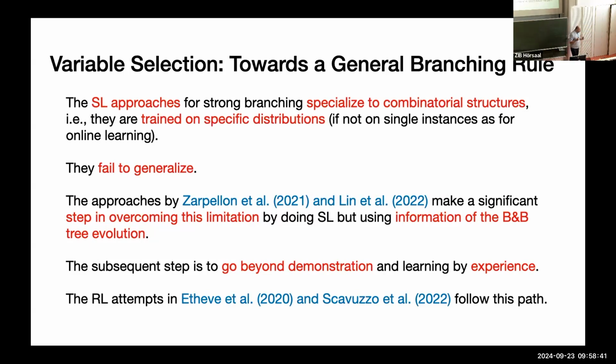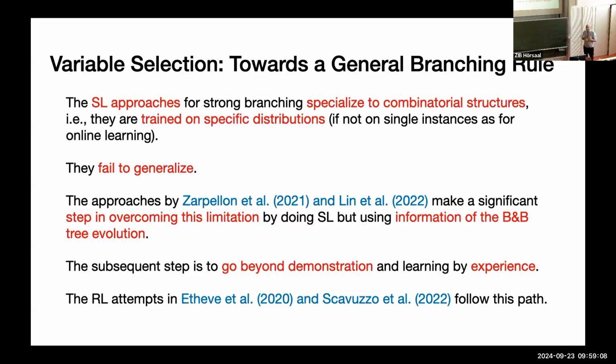So far, these methods are failing to generalize. Whatever good strong branching approximation I'm making for knapsack instances is not going to work per se on set covering instances. So I have to retrain my machine learning model so that it is going to perform well on set covering instances.